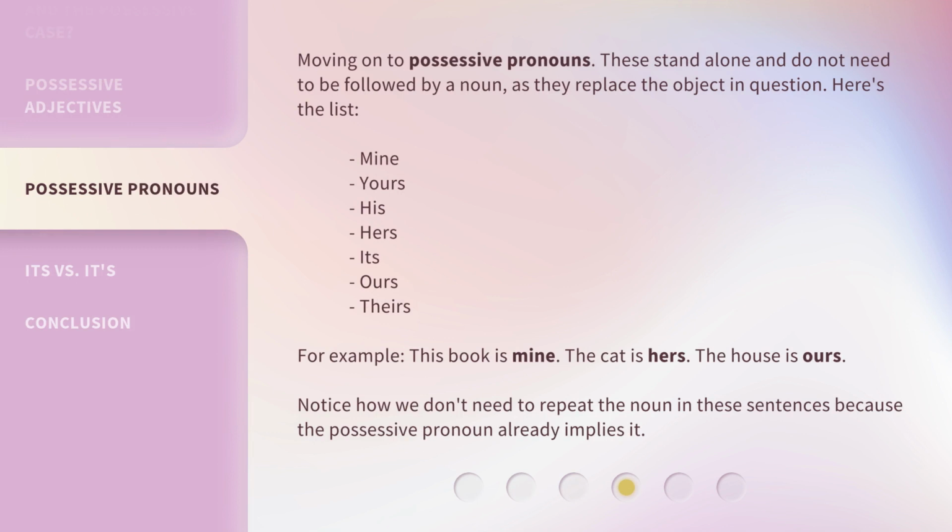Moving on to possessive pronouns. These stand alone and do not need to be followed by a noun, as they replace the object in question. Here's the list: mine, yours, his, hers, its, ours, theirs. For example, this book is mine. The cat is hers. The house is ours. Notice how we don't need to repeat the noun in these sentences because the possessive pronoun already implies it.